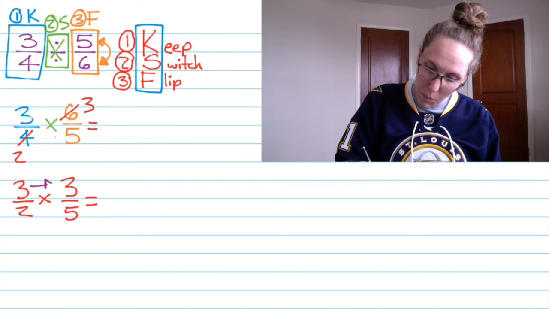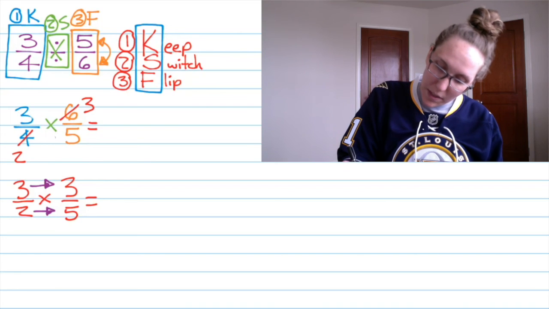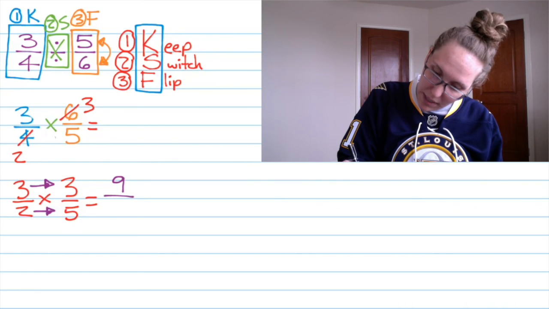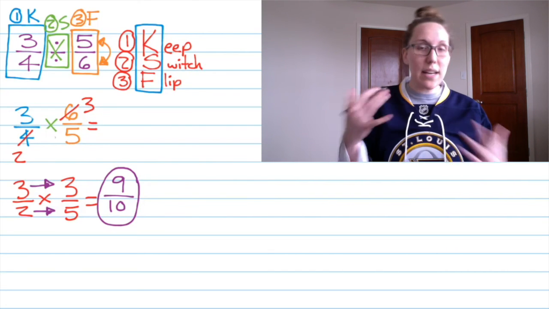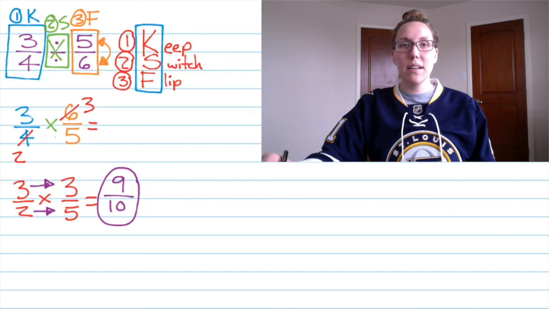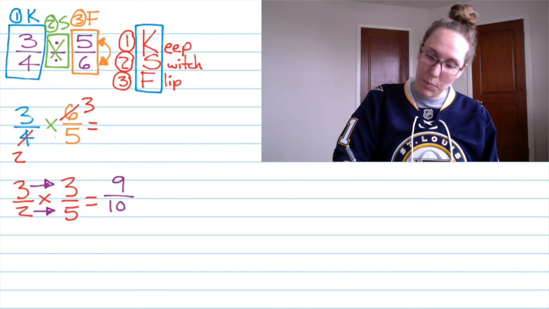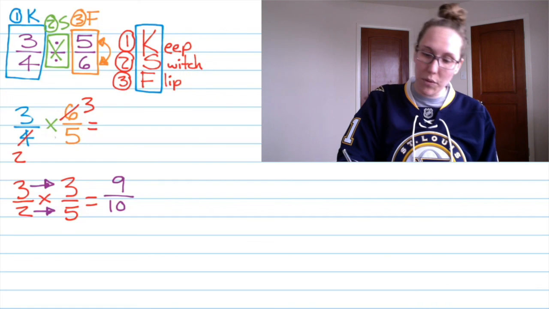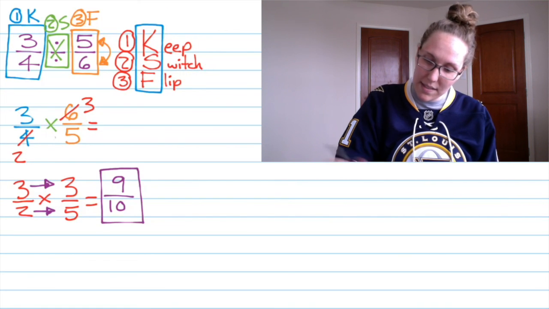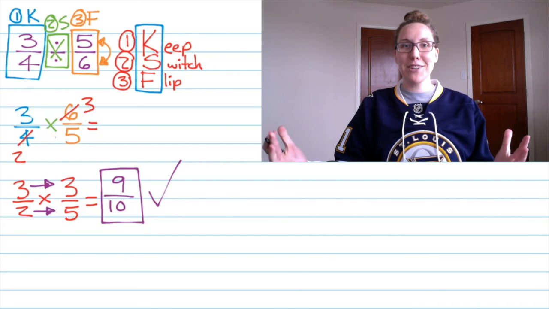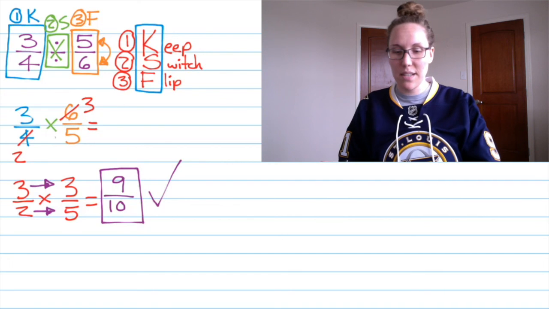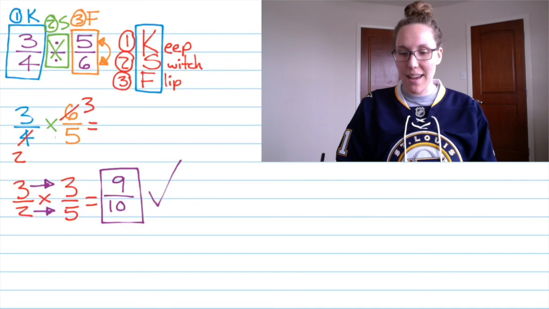Now we're going to multiply straight across. 3 times 3 gives us 9. 2 times 5 gives us 10. And again, before we say we're completely done, we have to double check. 9/10, are there any numbers that 9 and 10 could still be divided by? Is our fraction in simplest form? There's not anything that they could both still be divided by, so it is in simplest form, and we have solved our fraction. We have solved our division problem, and great job.